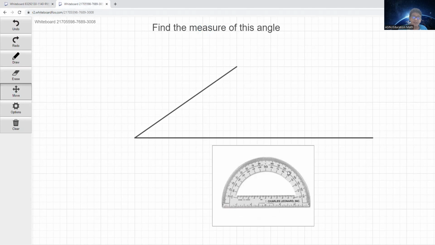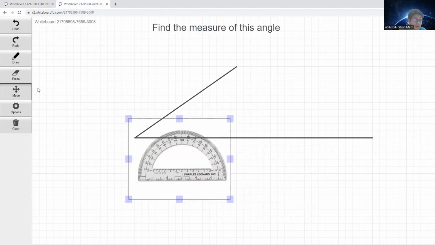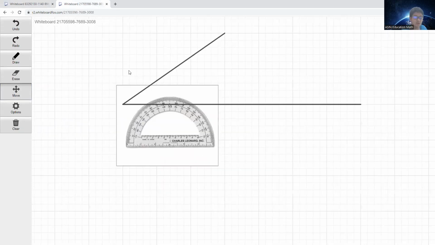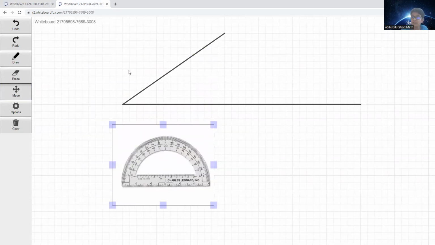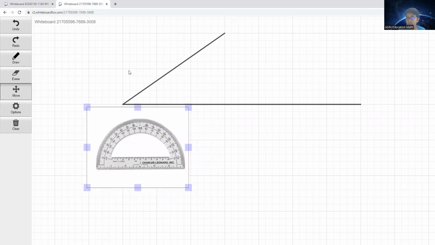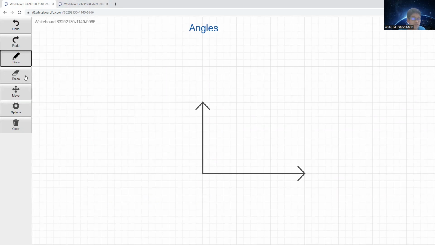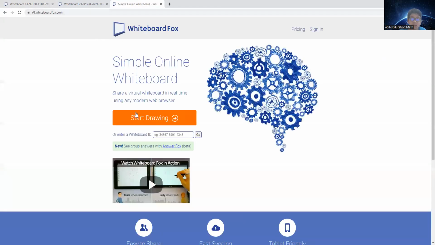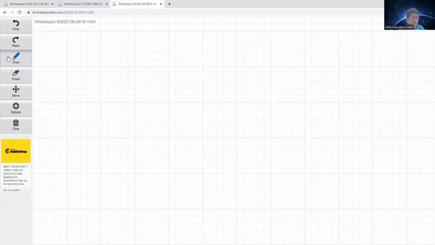Let's go to this slide. I have a protractor here, and we can ignore this part for now. So this is an angle. We measure angles using a protractor. We'll discuss more about that later, but for now, let's discuss the types of angles. I'm going to create another slide. All right, we have this.